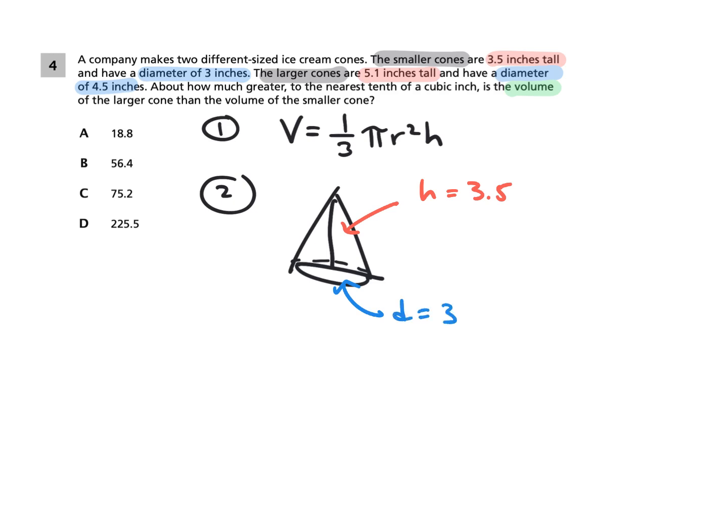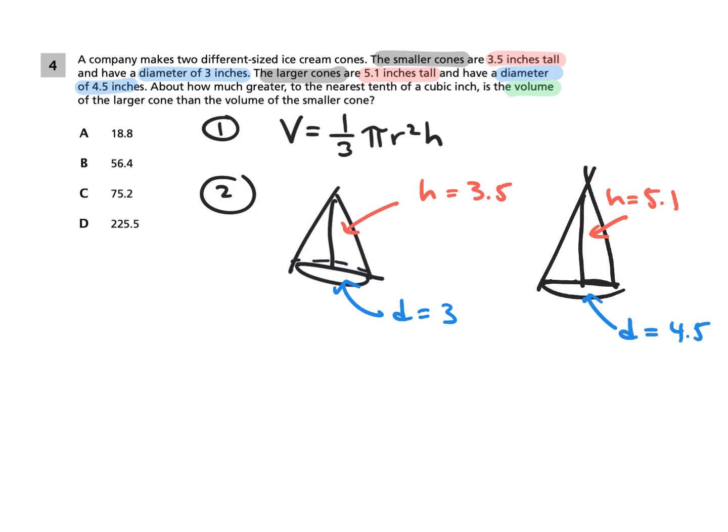Now, I need my larger cone. Here, my height is going to be bigger and my diameter is going to be bigger. My height is going to be 5.1 inches. I'm going to say h equals 5.1. And then my diameter is also larger. D equals 4.5.